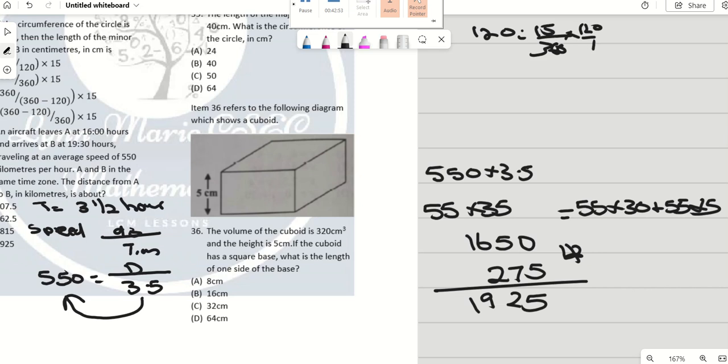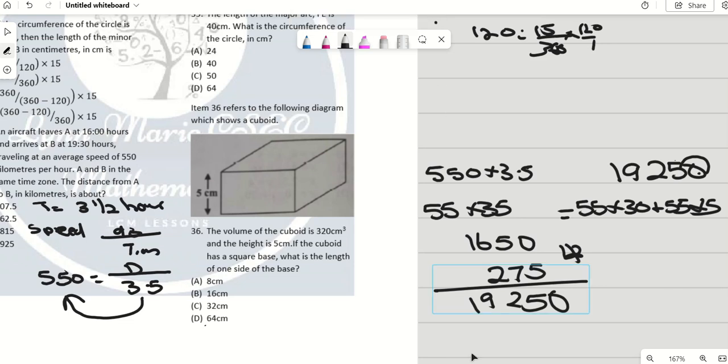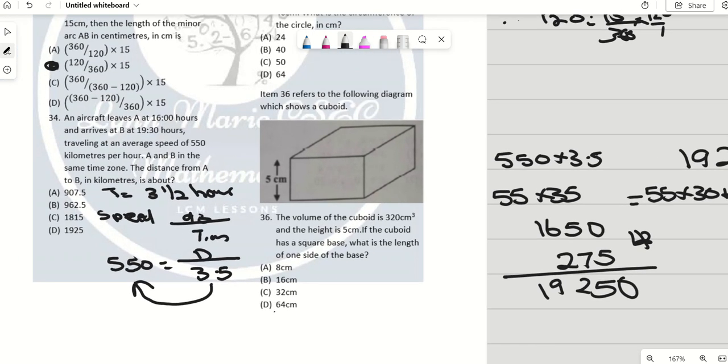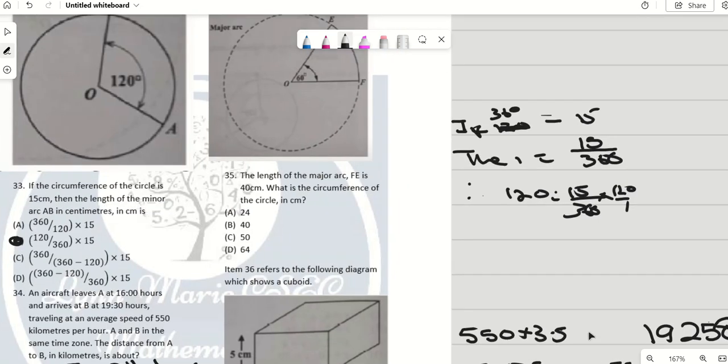So when you add it up, you get 1925, right? But we have to add a 0 because it's 550 multiplied by 35. So you add a 0, so you get 19250, and then we have to carry that one place to the right, so you carry it back. So you get an answer of 1925, which is D. Right, that's the distance traveled.